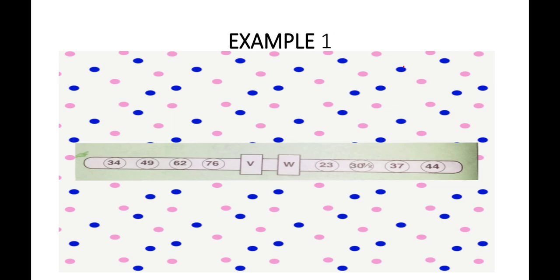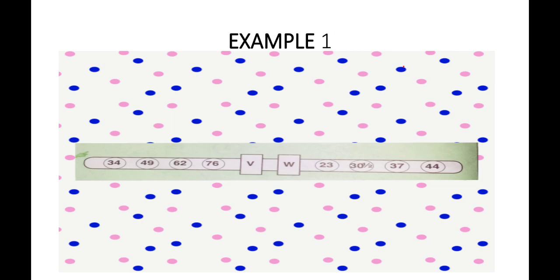Alright, we have some numbers at the V side and some numbers at the W side. Now, in your quiz or assignment, the numbers at the W side will be left blank, while all the numbers at the V side will be given to you. So, how can we get 23? This is the secret of this very example.